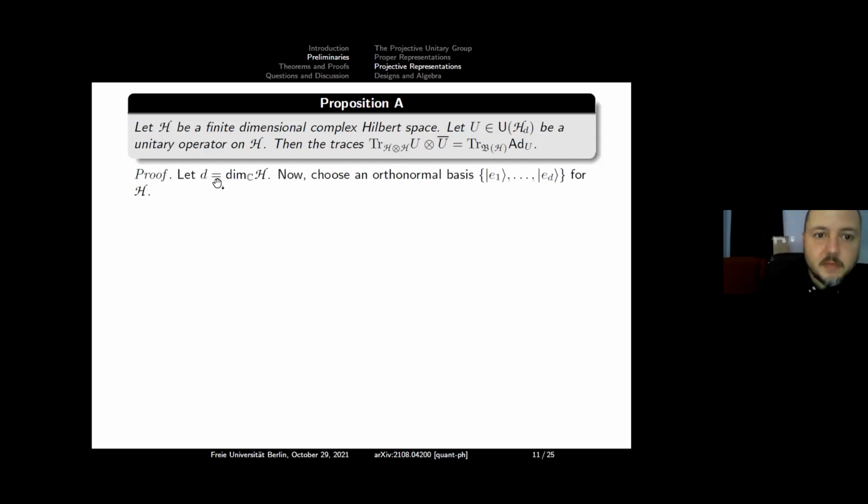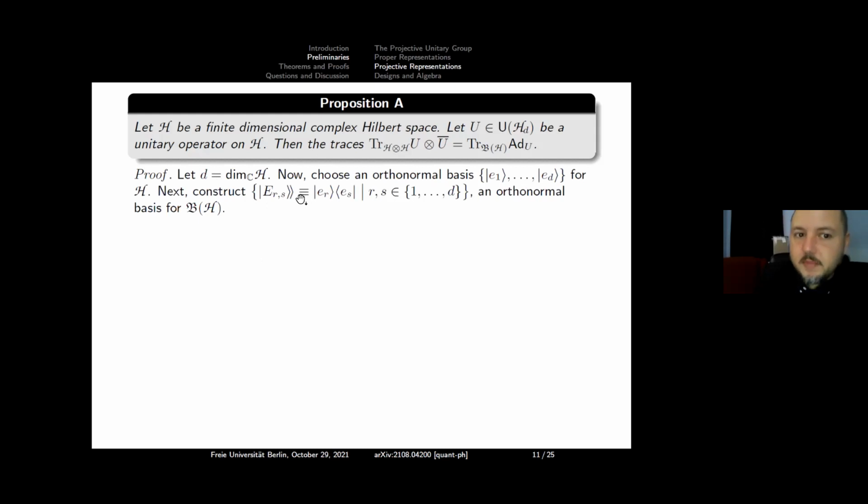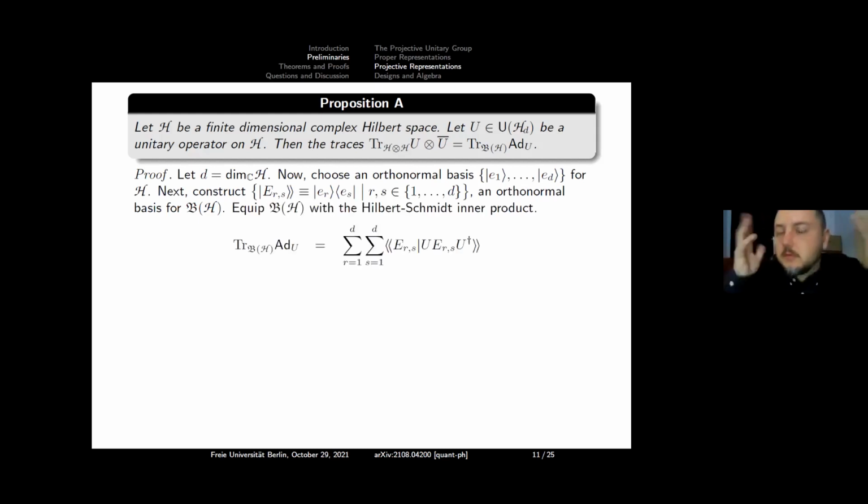So let D be the dimension of the underlying Hilbert space. Set an orthonormal basis for it. Okay, let's make a basis for the bounded linear operators thereupon, the usual 0-1 matrices. This is the definition of the trace. So I'm going to equip the bounded linear operators with the Hilbert-Schmidt inner product, and this is the trace. So it's the sum of the inner products with the basis vectors and the action of the map on the basis vector. So don't forget that Ad U goes like U dagger. So that's what's happening here.